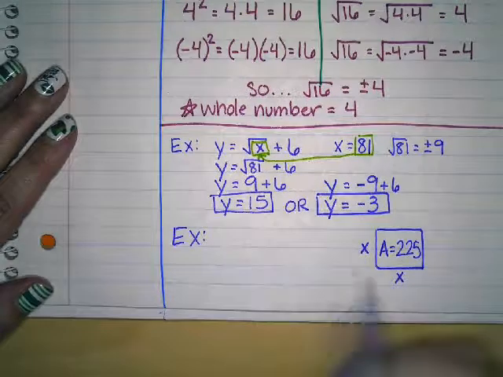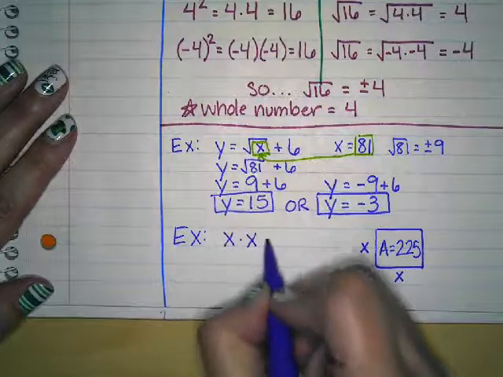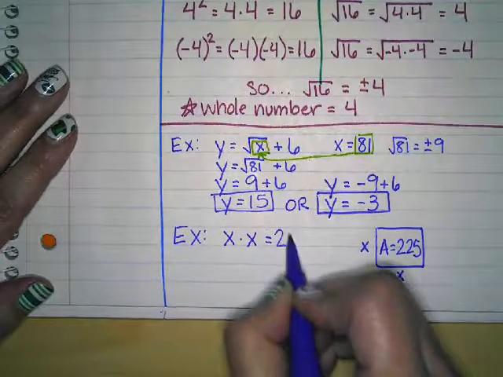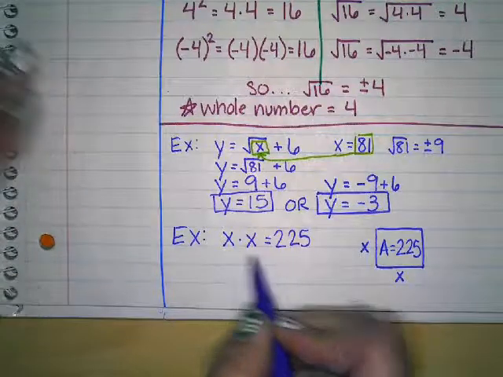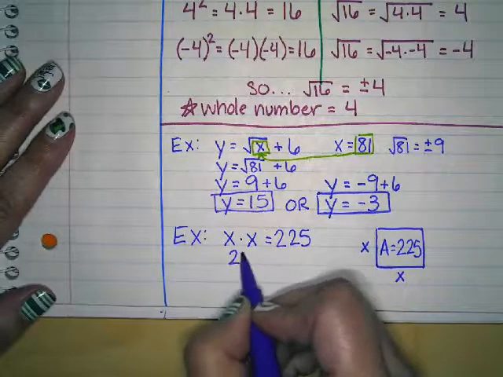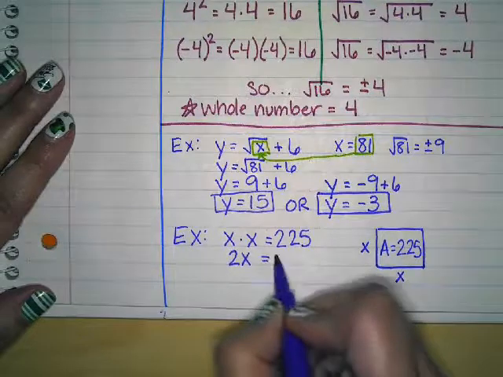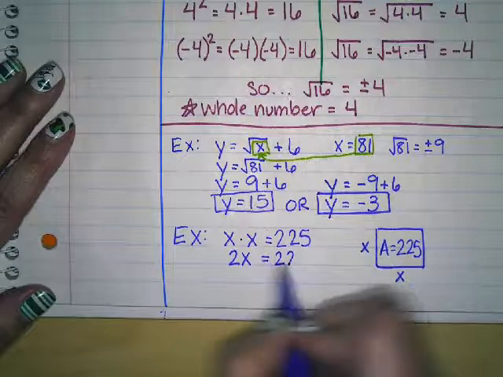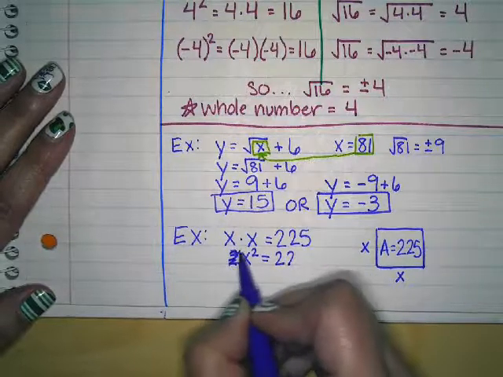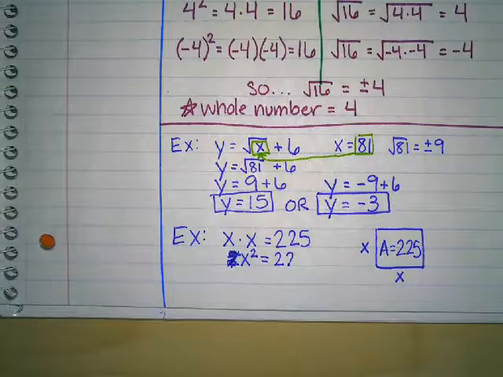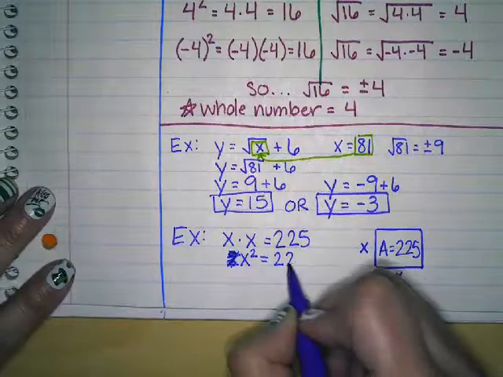x times x is equal to 225. Now, when we multiply these, how many x's do we have? We have 2. So we have 2x equals 2. Oops, I did that wrong. We don't have 2 x's. We have x squared because we're multiplying it. Oops, don't make that mistake. So we have x squared equals 225.